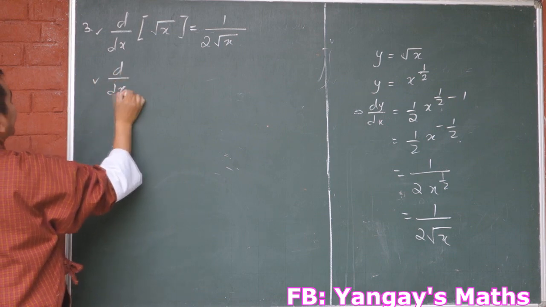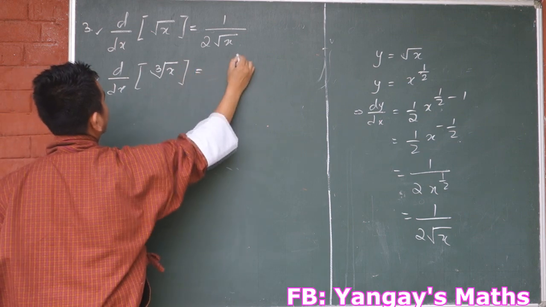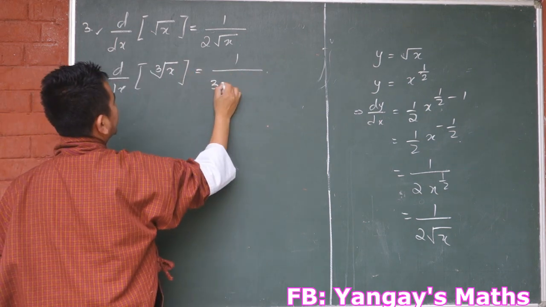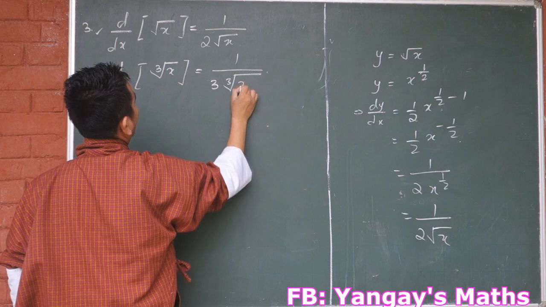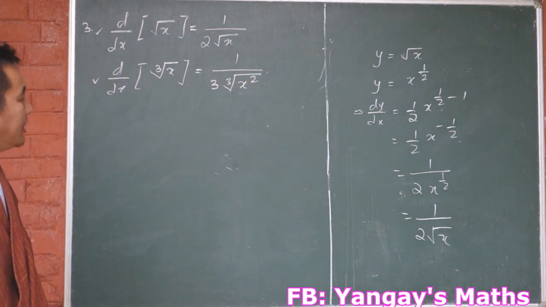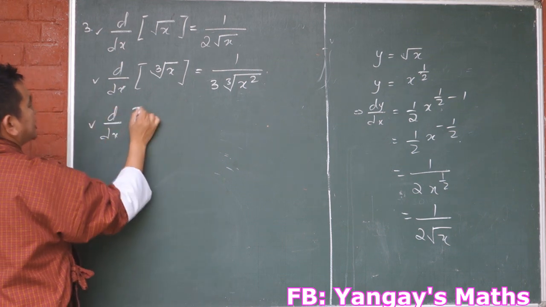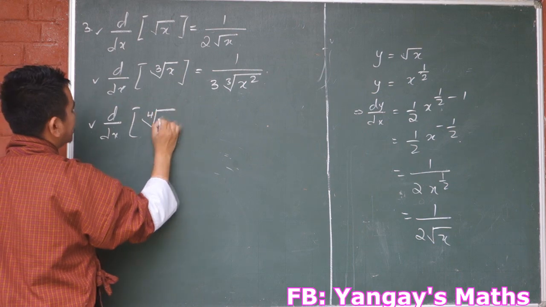Differentiation of cube root of x is equivalent to 1 by 3 cube root of x squared. I hope you are getting it, isn't it? Next one, it is differentiation of... try to get the pattern, please, try to get the pattern.